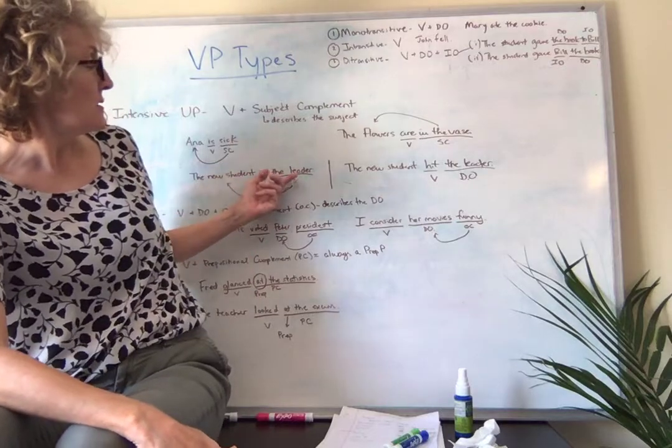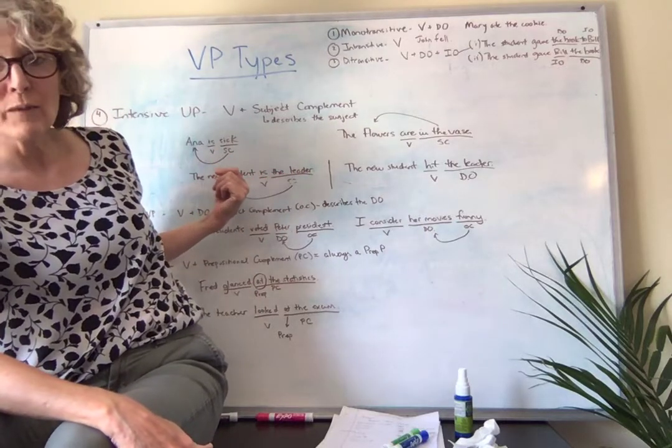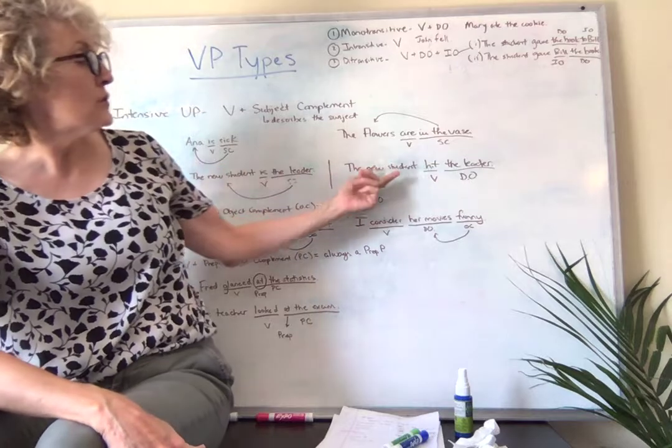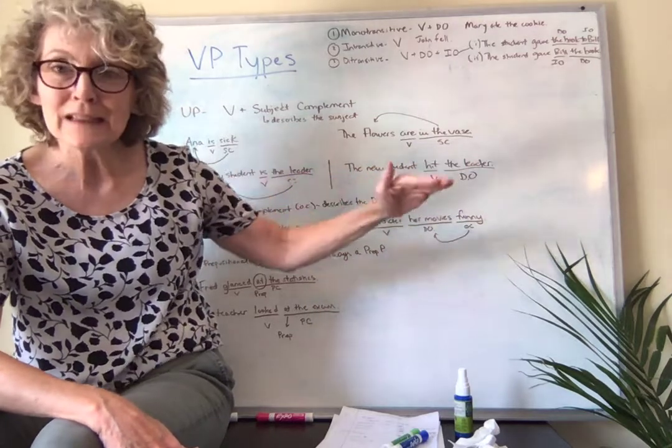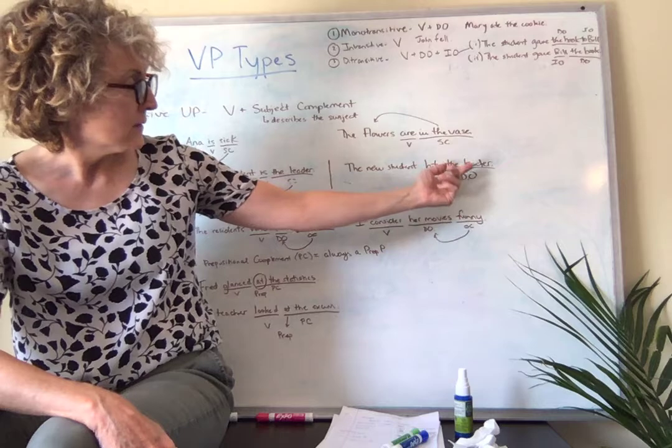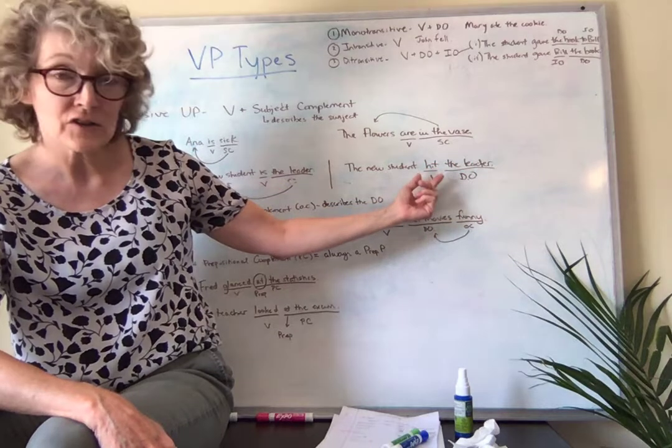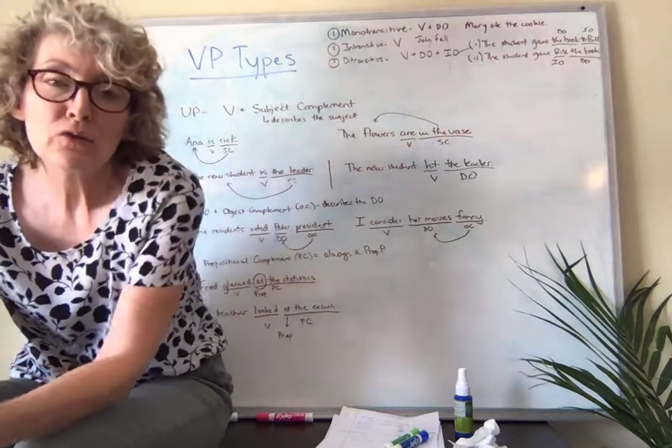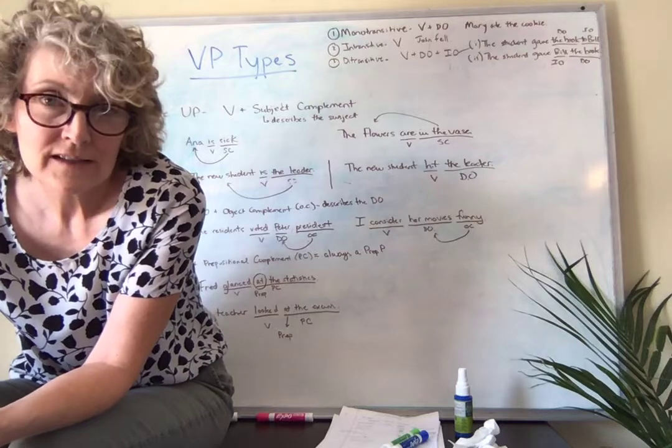The new student is the leader. The leader is referring back to the new student. The new student hit the leader, completely different meaning. The leader is receiving the action of the verb hit, and therefore you have a monotransitive example.